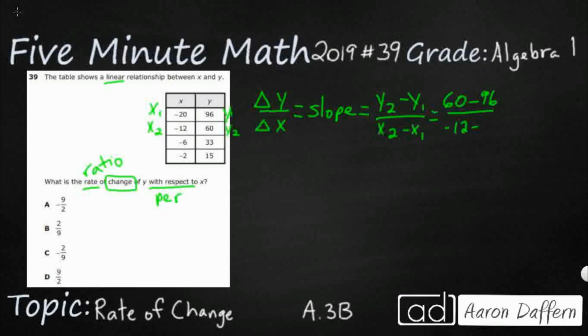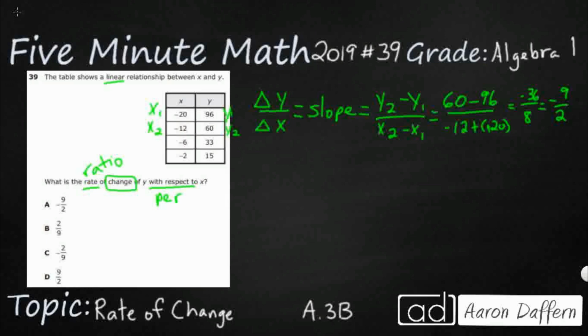minus, and then I've got a minus negative 20. So that is going to get me a positive. So I'm going to get negative 36 over a positive 8. Now let's see, 4 goes into both of those. So it's going to be negative 9 over a positive 2, so negative 9 halves.